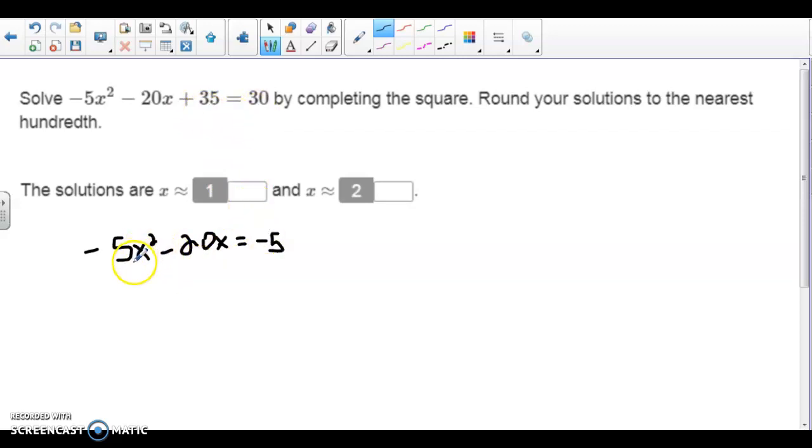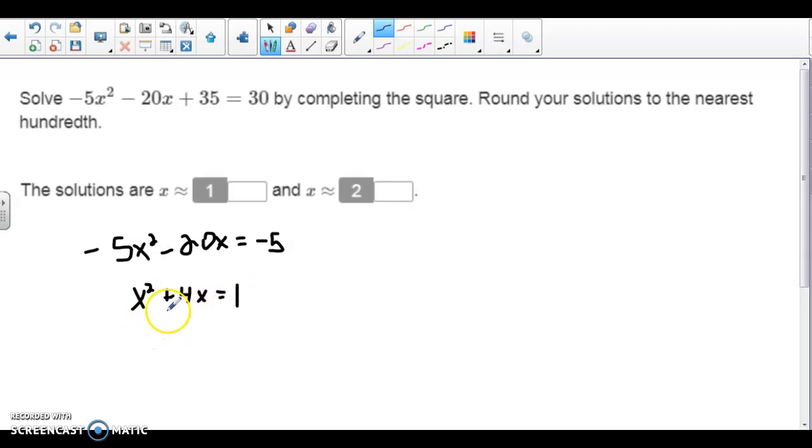The next thing I want to do here is divide both sides by negative 5. So that'll give me x squared. Negative 20 divided by negative 5 would be positive 4. And there could be an x there. And that would equal 1.